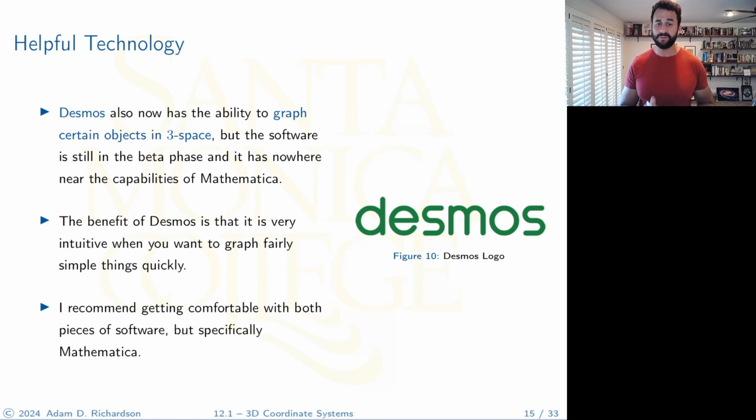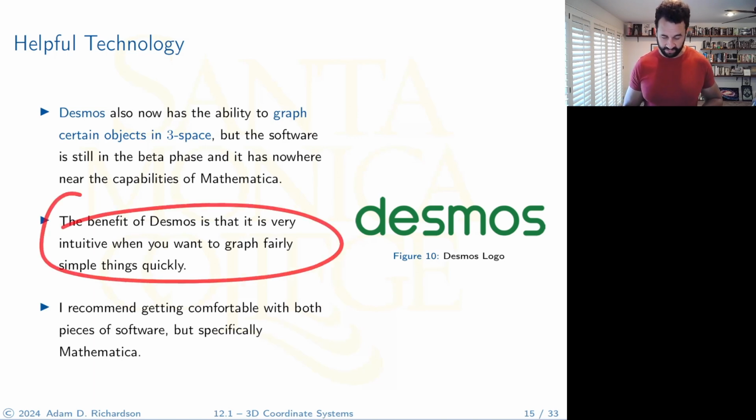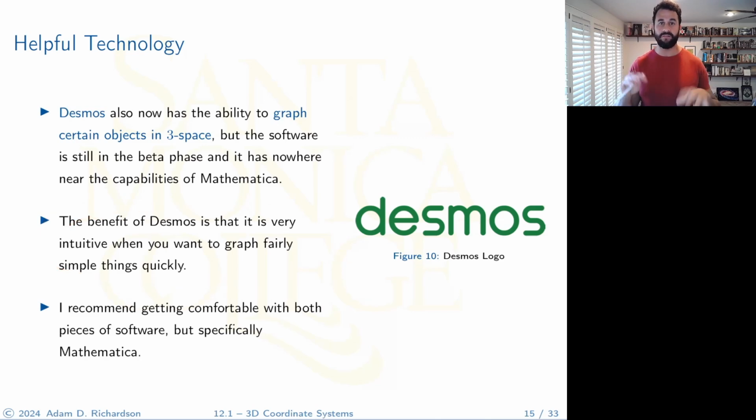So Desmos is really good if you want to do a very quick, intuitive graph of something you're interested in, but it's really not sufficient for what we're going to want to do, which is look at a lot more of the details of the objects we're studying. So I recommend getting comfortable with both pieces of the software, but specifically Mathematica.